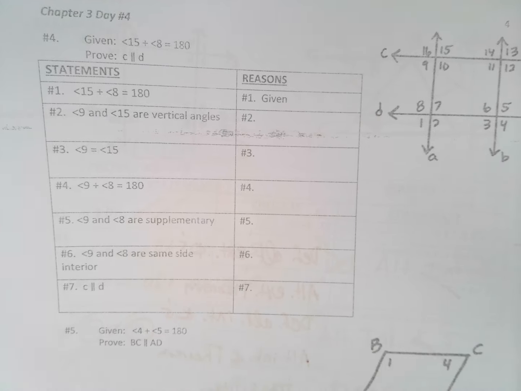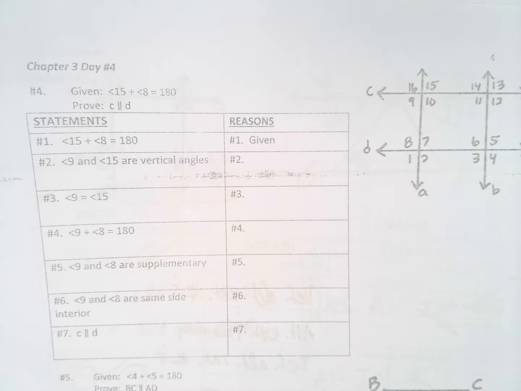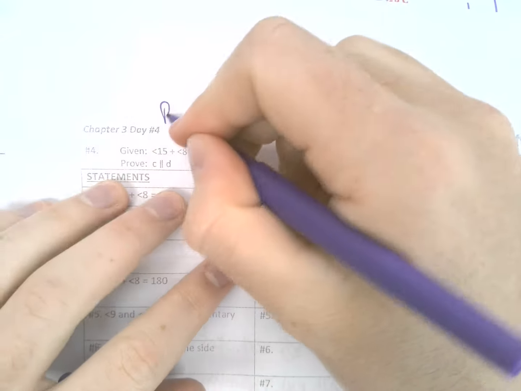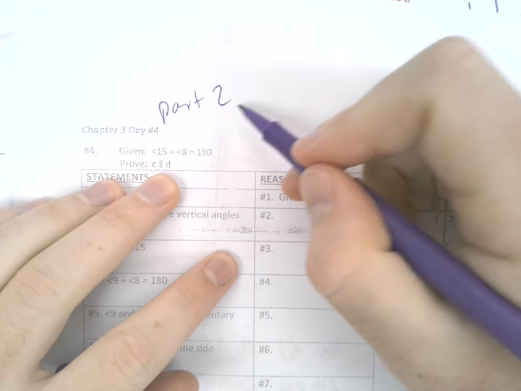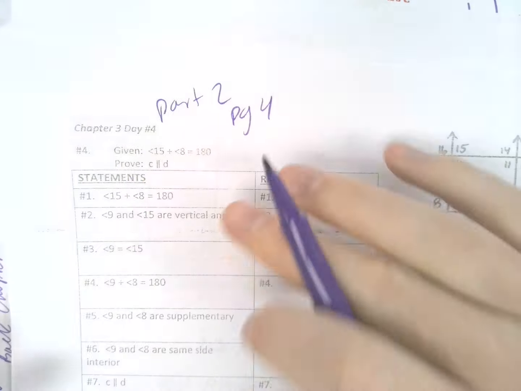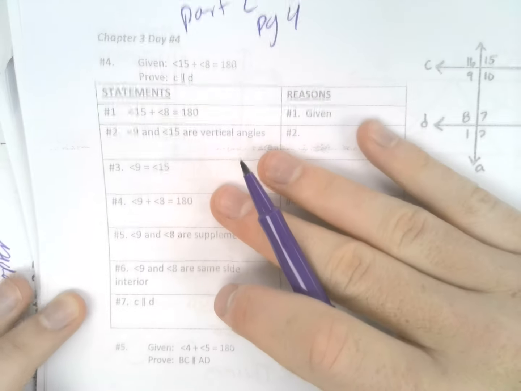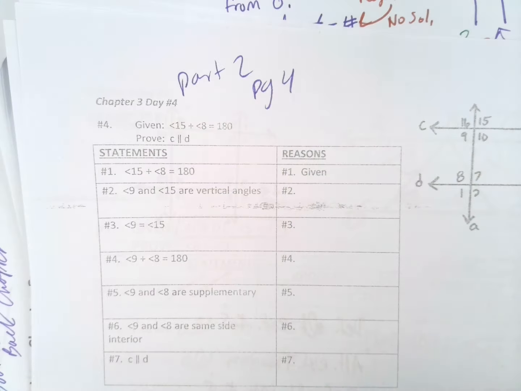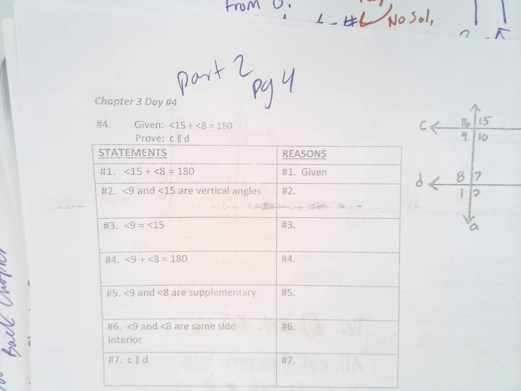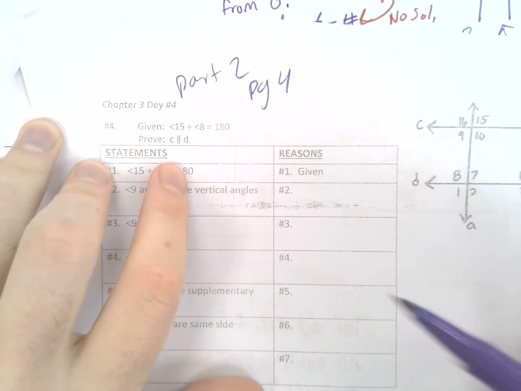Hey guys, so this is going to be part 2 of day 4. This is the back page, page 4. We just had 2 proofs here, proof 4 and proof 5, that I wanted to look at real quick for you guys. Even my people in class want to take a look at this one. The reason is because these two are a little bit different.